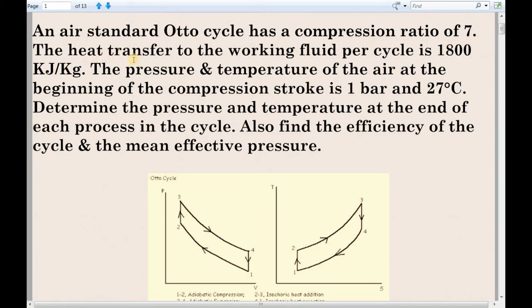In this air standard Otto cycle, the compression ratio is 7. The heat addition during constant volume process 2 to 3 is 1800 kJ per kg. The pressure at the beginning of adiabatic compression process 1 to 2 is 1 bar. The temperature at the beginning of adiabatic compression process 1 to 2 is 27 degrees Celsius.